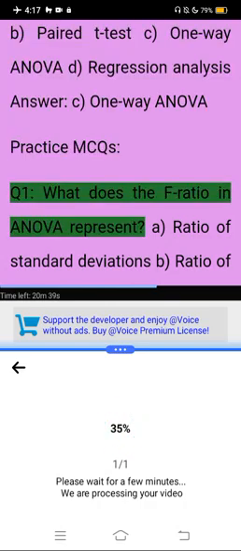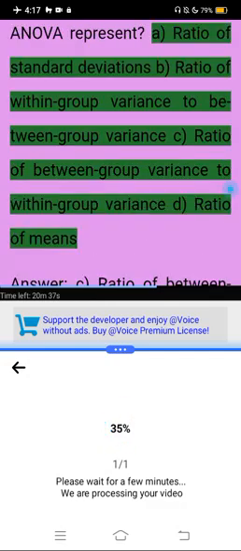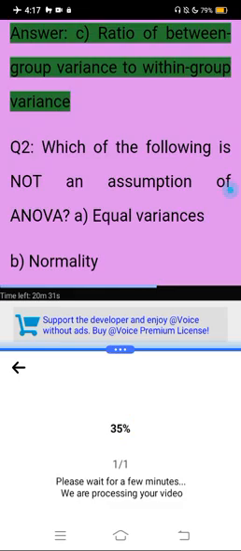Q1. What does the F ratio in ANOVA represent? A. Ratio of standard deviations. B. Ratio of within group variance to between group variance. C. Ratio of between group variance to within group variance. D. Ratio of means. Answer: C. Ratio of between group variance to within group variance.